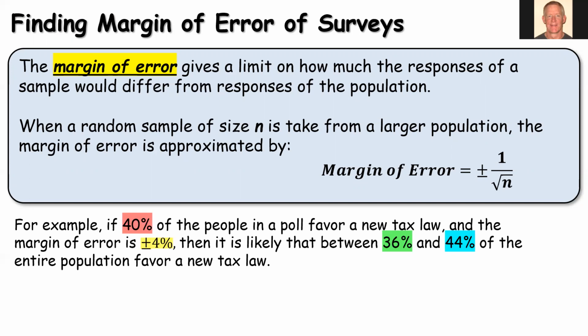Let's look at an example. If 40% of the people in a poll favor a new tax law, and the margin of error is plus or minus 4%, okay, we've already done that calculation, then it is likely that between 36 and 44% of the entire population favor a new tax law. Okay, we can't say that it will be exactly 40, but based on our sample size, we could say that more than likely the entire population would say that 36 to 44% of them would favor a new tax law. So where do those numbers, 36 and 44, come from, right? We start with our sample result of 40, and we subtract our margin of error. So 40 minus 4 gives us 36, and we add the margin of error. So 40 plus 4 gives us 44%.